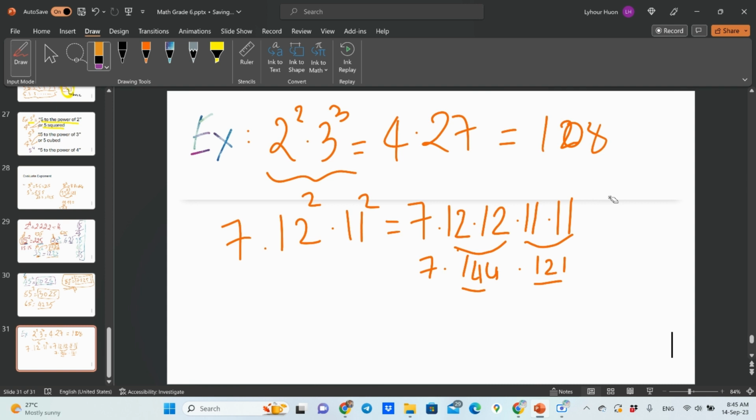Wait, so do I multiply the answers together or do I add them? Multiply. This is multiplication, like dot dot. What? It's multiplication. So three numbers. Or are you adding? Adding is 1,200.